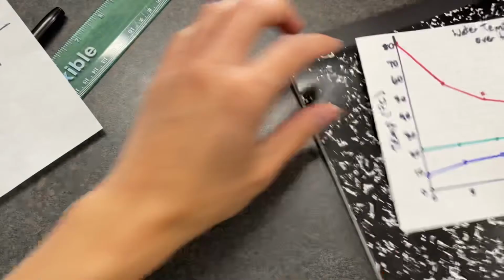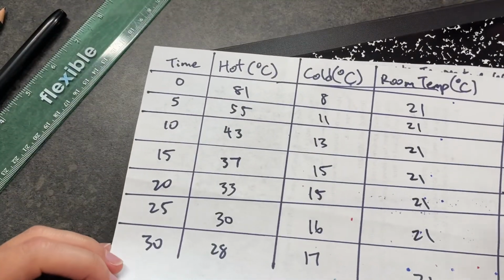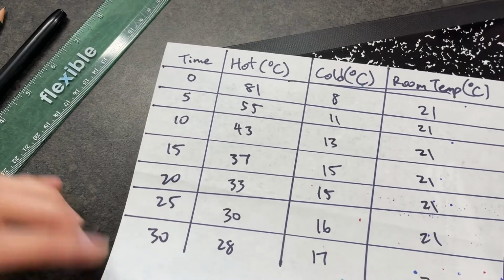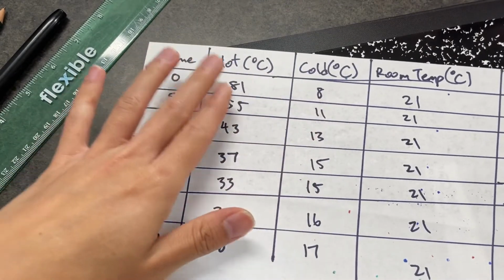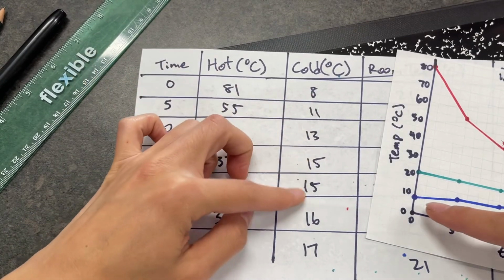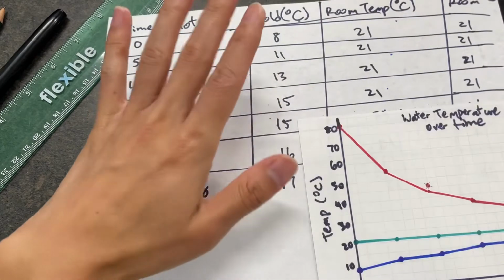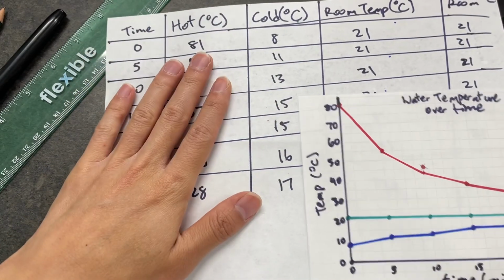Okay, so what we did just now was we took this data table that we collected data in our activity on hot water and cold water. Hot water was cooling down. You can see the temperature lowering. The cold water was slightly warming up, and then the room temperature stayed steady. So now we can visualize the data table in a graph.